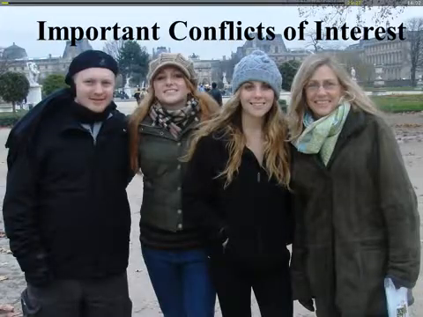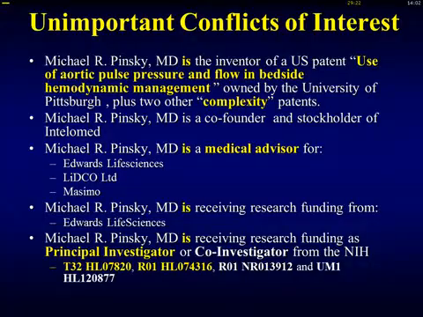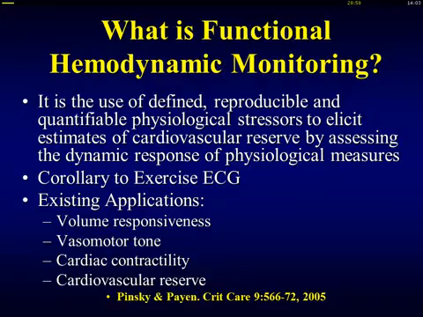These are my important conflicts of interest. This is my wife and 3 children. These are my unimportant conflicts of interest. I have a patent that the University of Pittsburgh owns on functional hemodynamic monitoring. I have 2 other U.S. patents that don't relate to this. I've been a medical advisor to every known hemodynamic monitoring company and actively these. And I'm the principal investigator on 3 NIH grants, which is, of course, the most important conflict of interest.